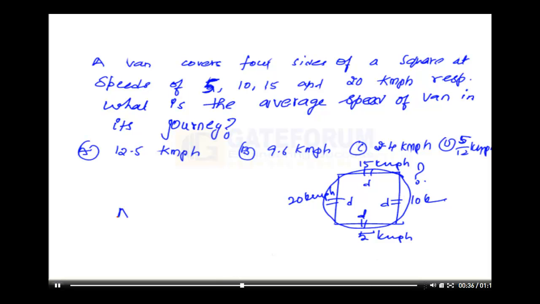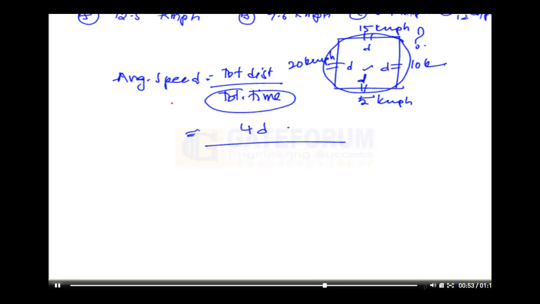Now we know that average speed is nothing but total distance by total time, total distance covered by the van by the total time taken to cover the distance. Now as the distance is d in each case, total distance will be 4d by time, which is nothing but distance by speed. Distance in the first case is d, by speed is 5. Similarly in the second, d by 10, d by 15 plus d by 20. If we simplify, then the value will be 9.6 kilometers per hour, which is nothing but the average speed of the entire journey, which is option B.